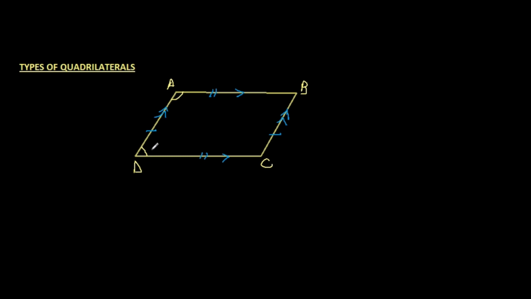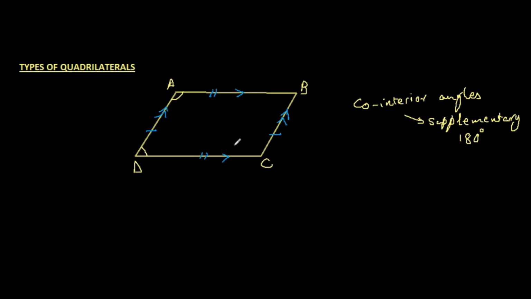Any internal angles which are on the same side of the transversal are called co-interior angles. And you know that in case of parallel lines, if you look at the co-interior angles, they always add up to 180 degrees, or we can also say that they are supplementary angles. Supplementary means they add up to 180 degrees. So the sum of these two angles is going to be 180.